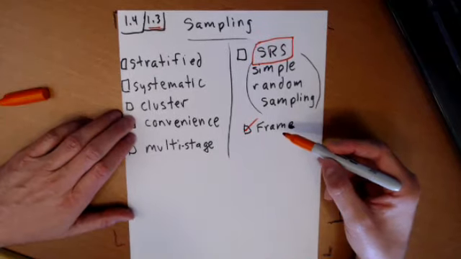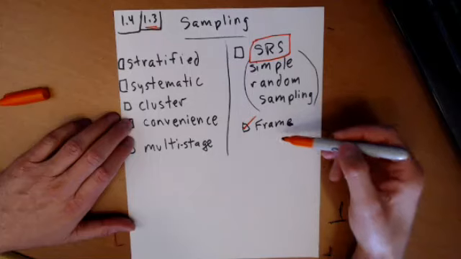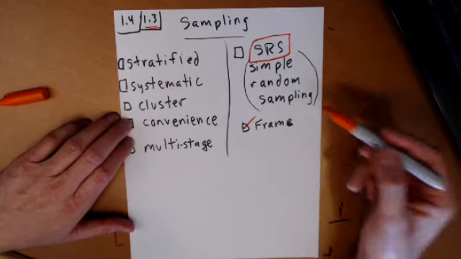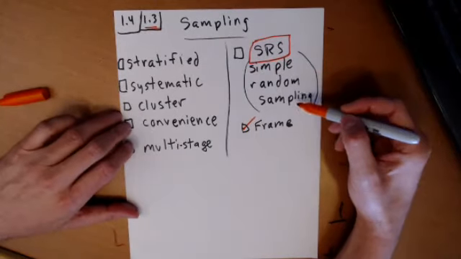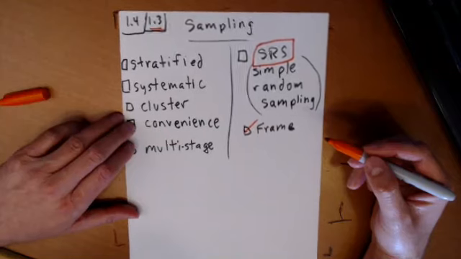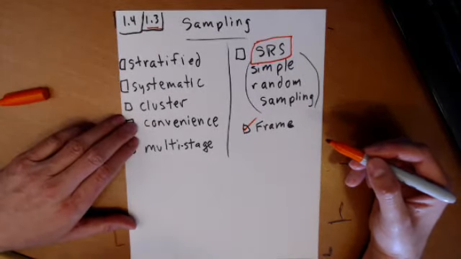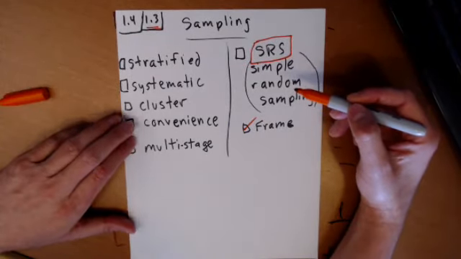So most times in life, that doesn't exist. Most times in life, you can't even do a simple random sample because we don't know everyone in the population. So the list of everyone is called a frame. So notice that with the simple random sample, anyone can be chosen and any group can be chosen.